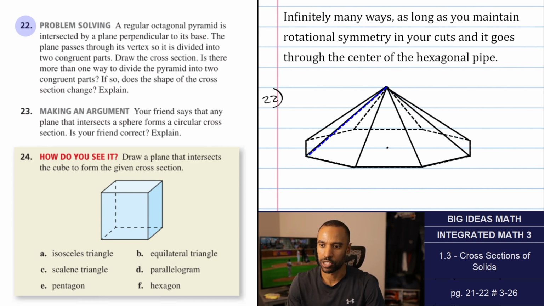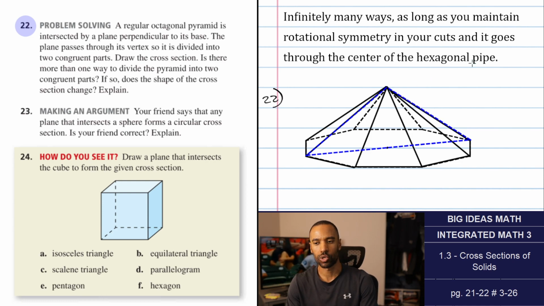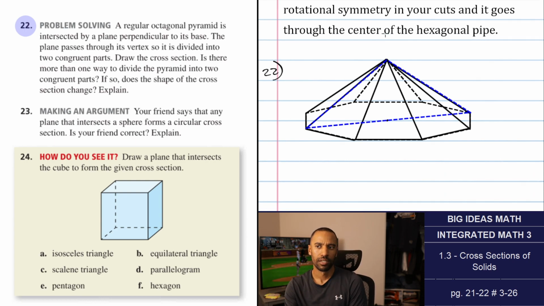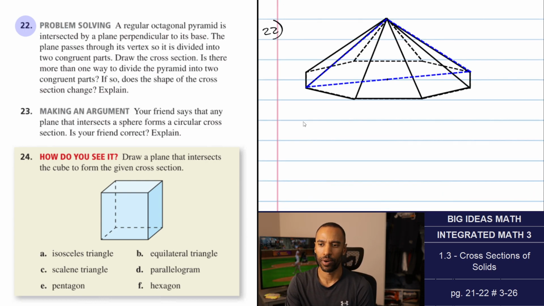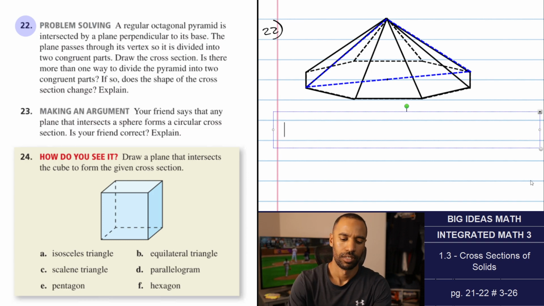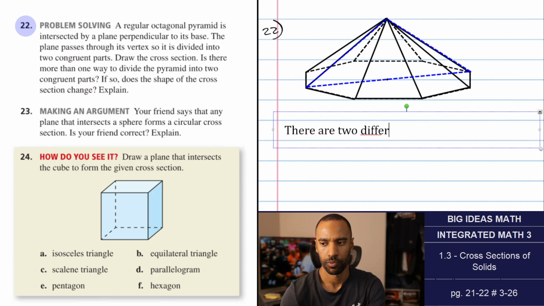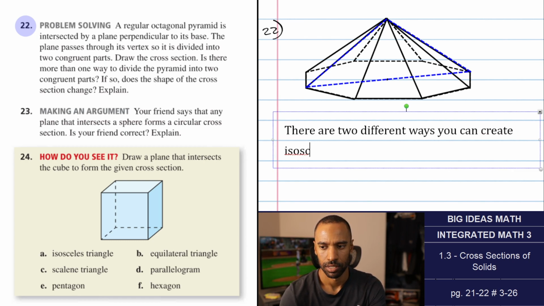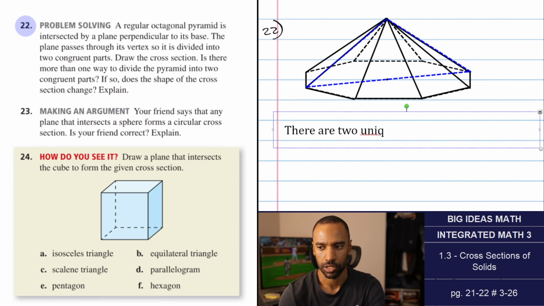So what if instead the cross section was here, through that center and out the other side right here, like that, boom. It still creates a triangle. It's just a bigger triangle. It's still an isosceles triangle as well. It's just a bigger one. So there are two different ways. You can create two unique isosceles triangle cross sections.